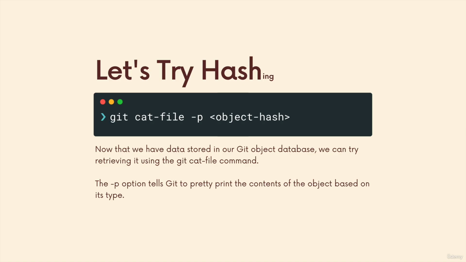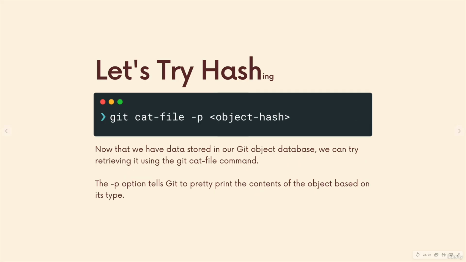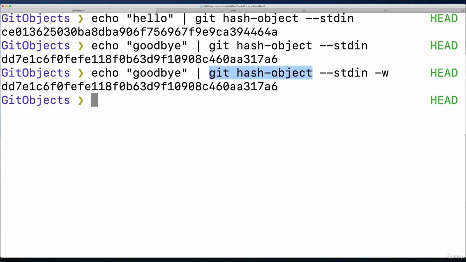So now that we've seen how to store data in a very low level way in Git, normally we use a whole bunch of other commands and Git hashes things for us, but we can manually tell it, hash this, turn it into a Git object and store it. So we've done that a couple of times. And we got these keys back, right? We have this one and this one.